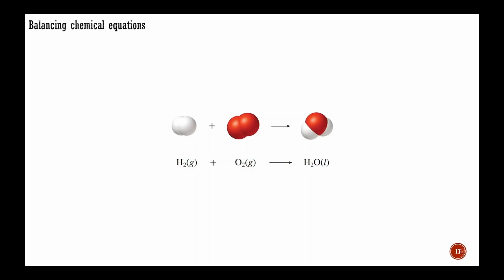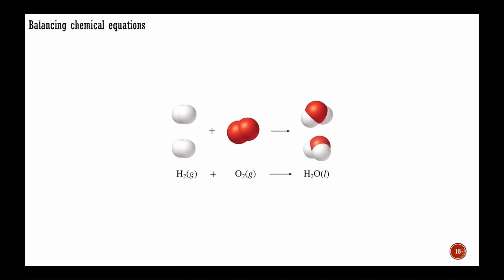Based on what you have learned so far, the chemical equation for the explosive reaction of hydrogen gas with oxygen gas to form liquid water is shown here. However, as written, this equation violates the law of conservation of mass because 4 atoms react to produce only 3 atoms. The equation must be balanced so that the same number of each type of atom appears on both sides of the reaction arrow. Balancing is achieved by adding appropriate stoichiometric coefficients to the left of the chemical formulas.